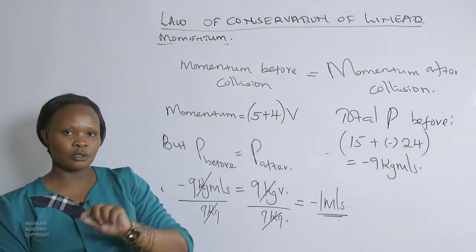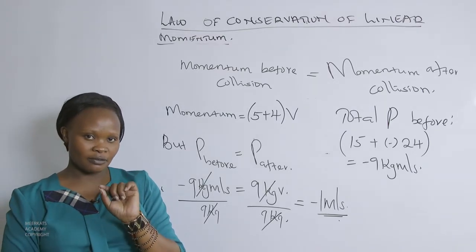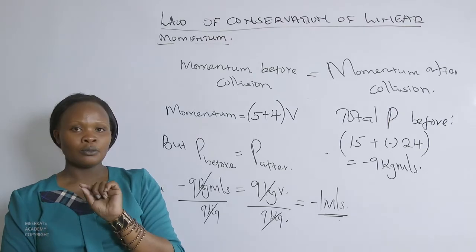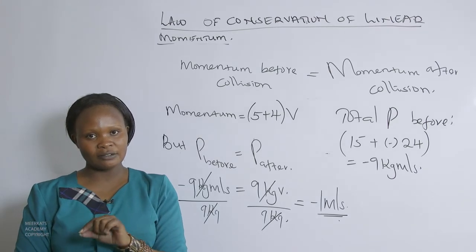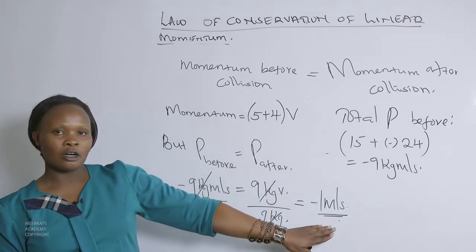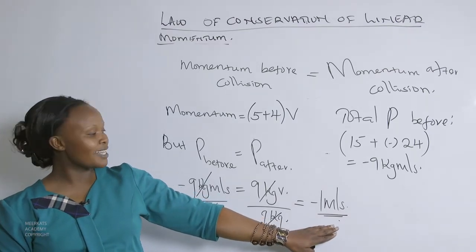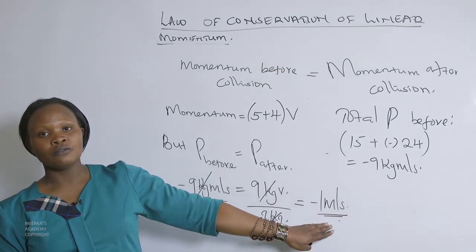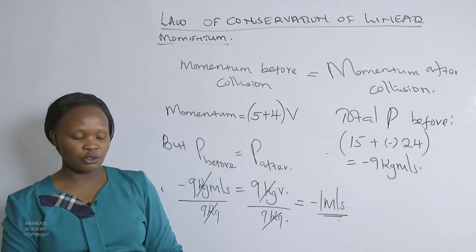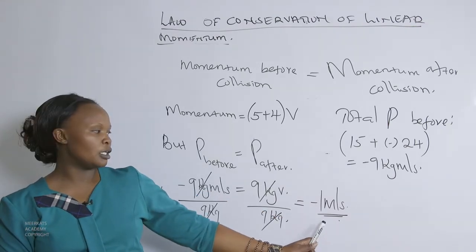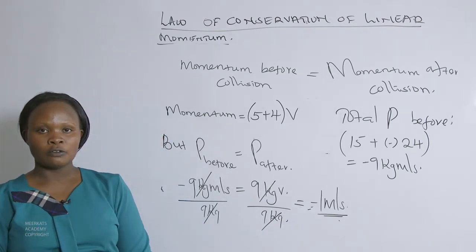Why negative? Because we had two bodies, A and B, each moving in different directions. We took the second body to be moving in a negative direction. Therefore, the common velocity that is achieved is in the direction of motion of body B. Negative because it's a vector quantity, we want to take care of direction.